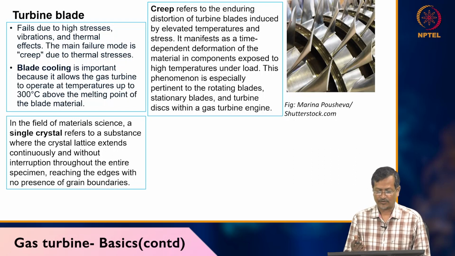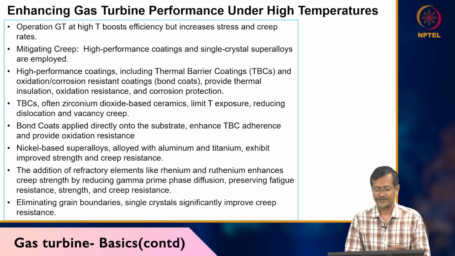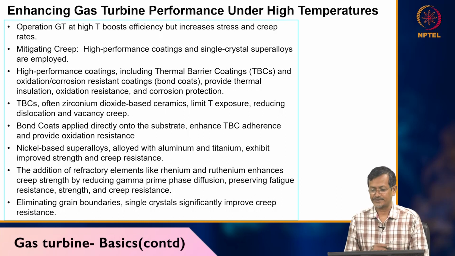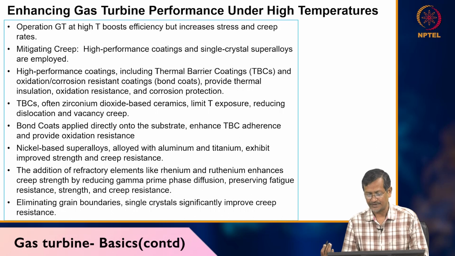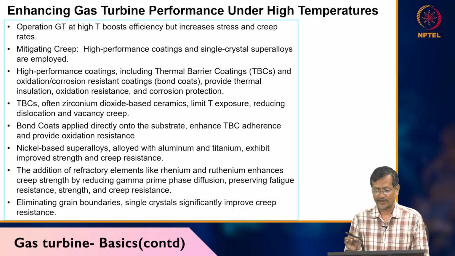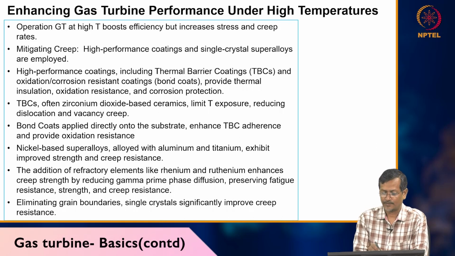Several types of turbine blade materials will be available, and you can go to the book also. Single crystal material normally will be used to avoid creep. So creep is a very important parameter for turbine blade. You should remember the definition and what is the effect on turbine blade. Enhancing gas turbine blade performance under high temperature: if it is operating at a very high temperature, then single crystal or superalloy specific material you can use, or sometimes they will be using thermal barrier coating.